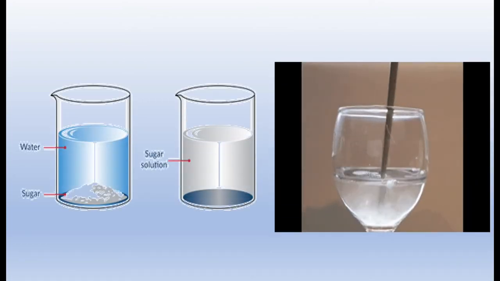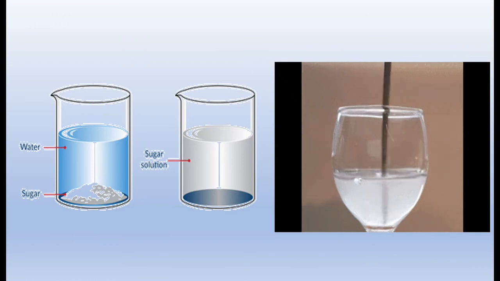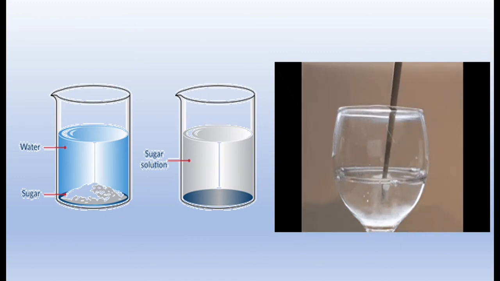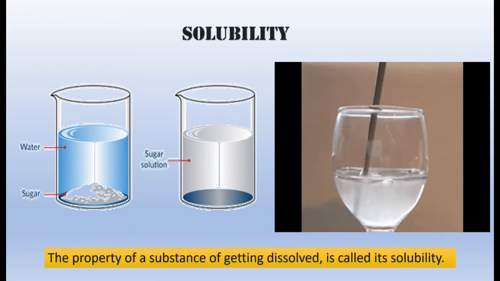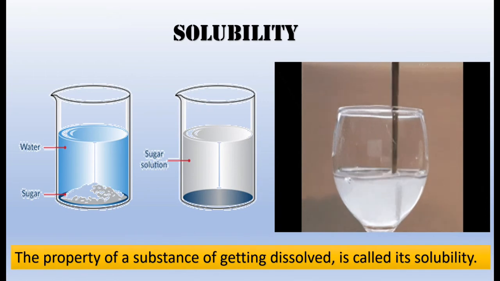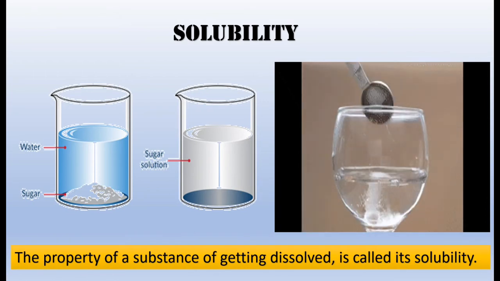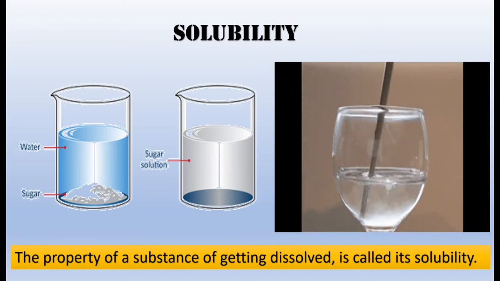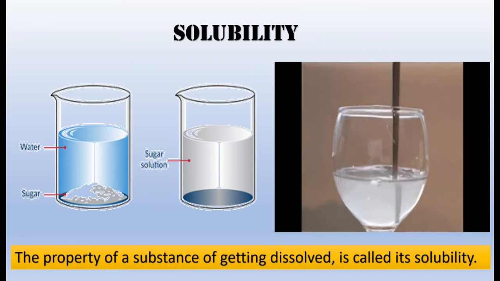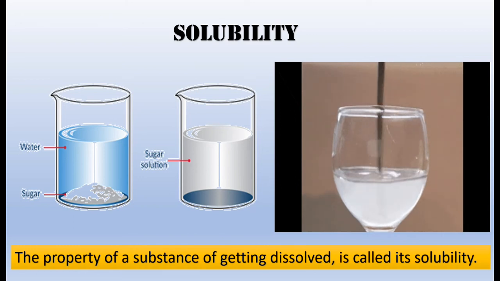Now another example that we have here is if you have water and if you put sugar in it and if you try to shake it, okay, if you see after some time you will notice that the sugar has completely dissolved. So this property of a substance of getting dissolved is called its solubility. Okay, so this is called as solubility. अगर कोई भी substance easily dissolve हो जाता है, completely dissolve हो जाता है, तो हम लोग उसे कहते हैं that property is called solubility.